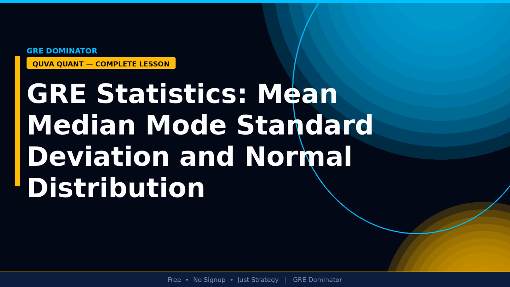Statistics questions appear in GRE Quant and within data interpretation question sets. The key concepts are mean, weighted average, median, equally spaced sets, standard deviation, and normal distribution. The most tested and most commonly wrong concept is weighted average. Students average group means without accounting for group sizes and consistently produce wrong answers. This lesson covers every statistics concept systematically.